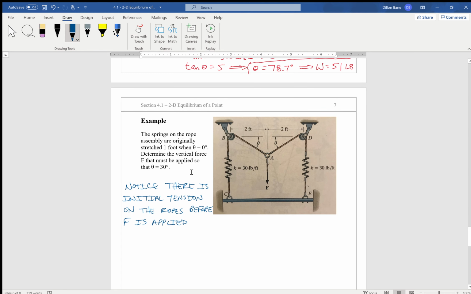So the spring force is equal to K times delta L, right? The K for both of these springs up here is 30 pounds per foot, and it is stretched 1 foot. So there is 30 pounds of tension already acting away from point A, going both left and right, before F is applied when theta is equal to 0. Okay?